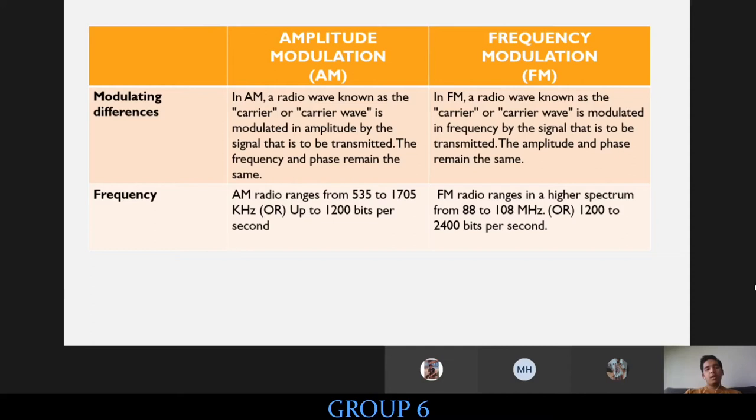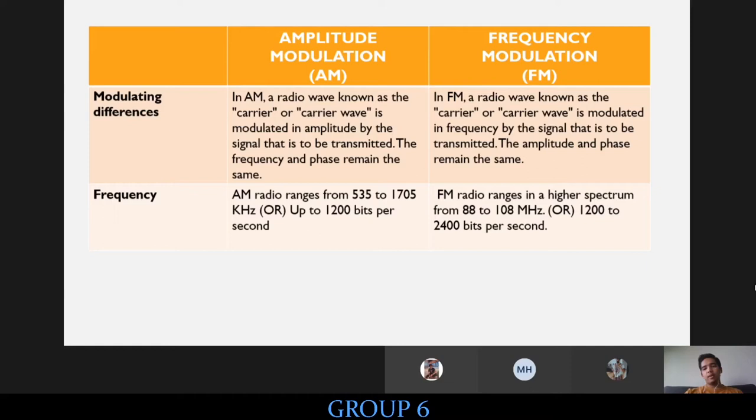In AM, a radio wave known as the carrier or carrier wave is modulated in amplitude by the signal that is to be transmitted. The frequency and phase remain the same. In FM, a radio wave known as the carrier or carrier wave is modulated in frequency by the signal that is to be transmitted. The amplitude and phase remain the same. So basically, AM is modulated in amplitude, and FM is modulated in frequency.